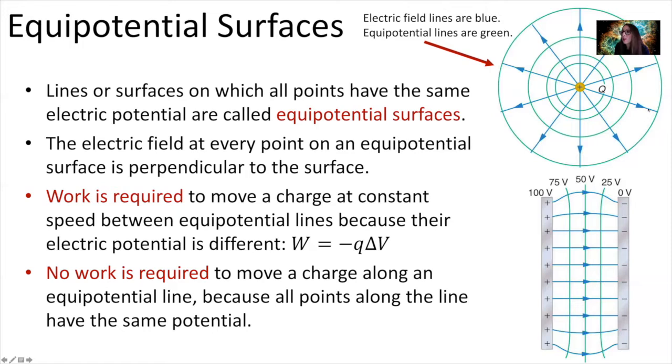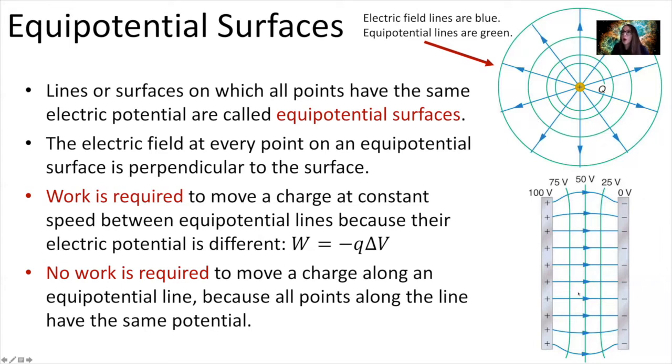If you're on one of these equipotential surfaces, the potential is the same, so there's no potential difference. You don't have to do any work to move your charge around this ring, but you do have to apply work in order to move the charge from, say, this outer ring to the next ring in, or any of the others.